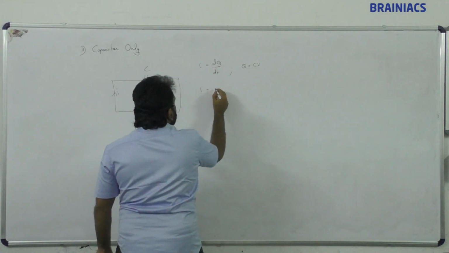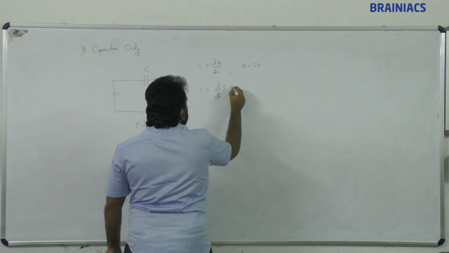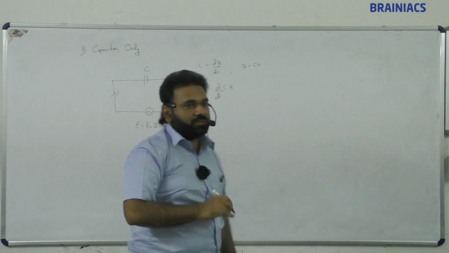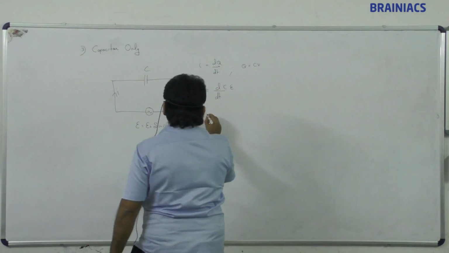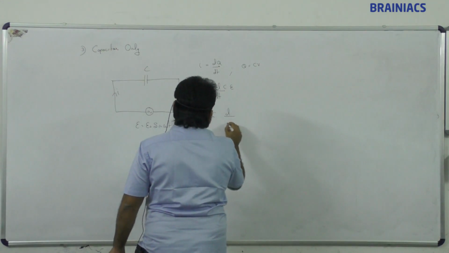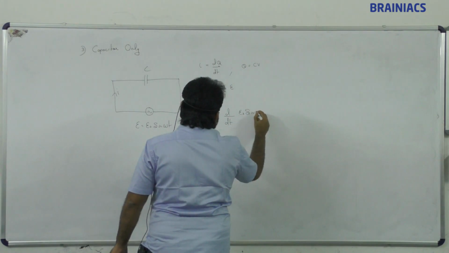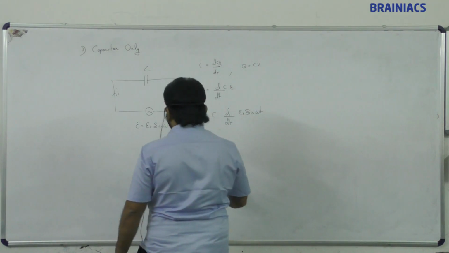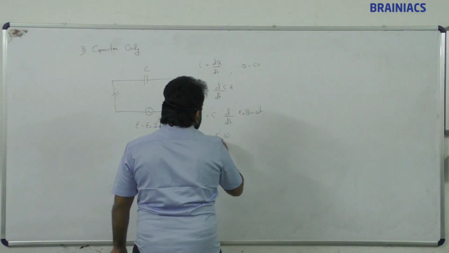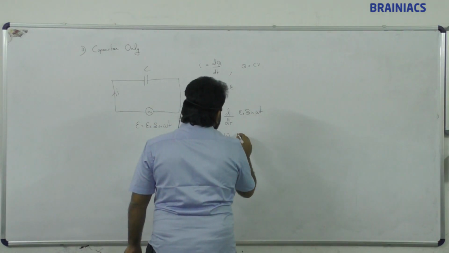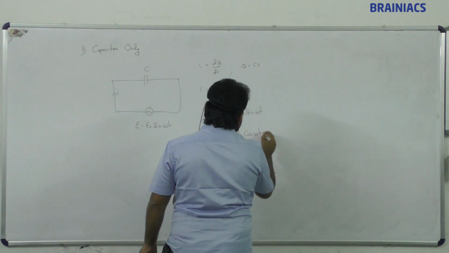So I is equal to d by dt of C into source. C is constant, so if you take it outside, this will become d by dt of the source, which is nothing but E naught sin omega t. When you differentiate, omega will come out, omega C, and this is going to be E naught cos omega t.